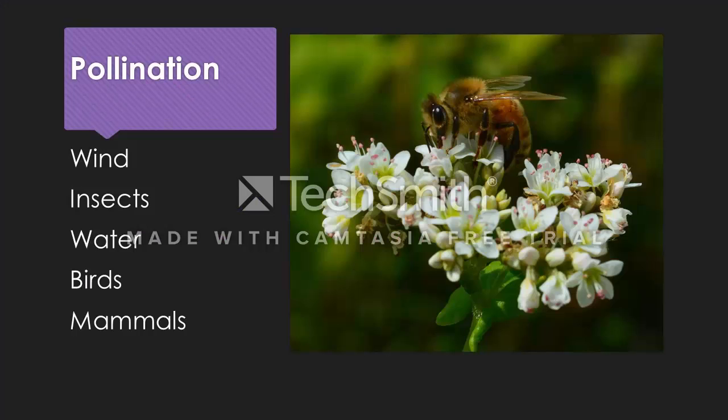Let's talk about pollination. I've already mentioned many ways in which pollination can take place. The wind can carry pollen from flower to flower, insects, water, birds, mammals. Of course, in the horticulture industry, we rely heavily upon bees, insects, especially bees. And how does this occur? Well, the pollen sticks to the side of the bee. The bee then flies from flower to flower through the field. Many of those flowers can cross pollinate with each other.